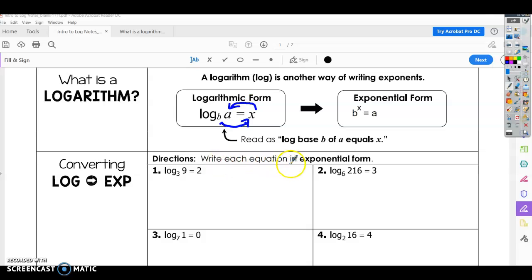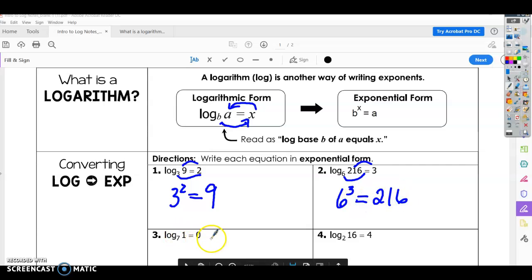All right, so write each equation in exponential form. So we're going to say 3 to this power equals this. And this should make sense because 3 squared equals 9. Here we're going to say 6 to the third equals 216. And down here we've got 7 to the 0 power equals 1. If you remember properties of exponents, anything to the 0 power equals 1. And here we've got 2 to the 4th equals 16.